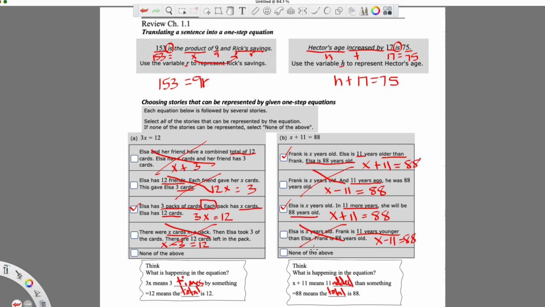All right, so that was translating sentences into one-step equations and choosing stories that can be represented by a given one-step equation. Sometimes if we stop and we kind of slow down and say, okay, what's happening in this equation? How can I explain this to myself? You know, what do the pieces actually mean? It makes it much easier to understand what's going on within the equation. So go ahead and give that a try on Alex.